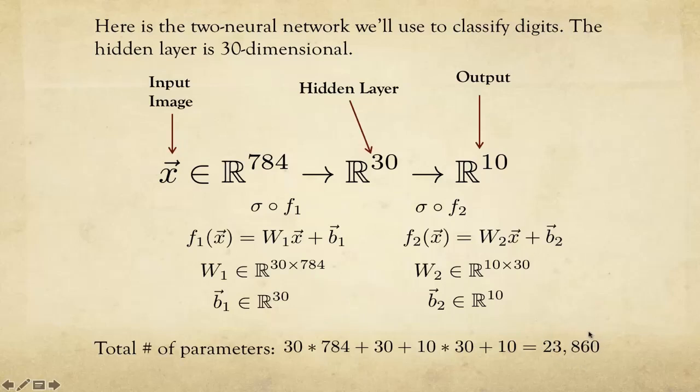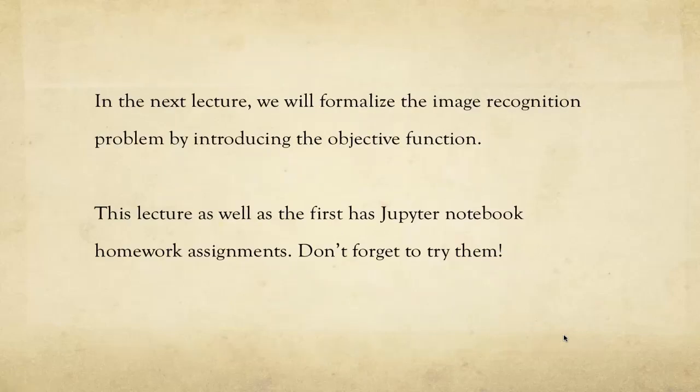So it seems like it's almost cheating that we have that many parameters to tweak and modify to make this function fit the data. So there's some issue here that we're not going to be talking about, for example, overfitting. Again, maybe something for a future course. But right now, we have a lot of parameters in this network. So in the next lecture, now that we have the math language, we're going to formalize the image recognition problem by introducing an objective or cost function.